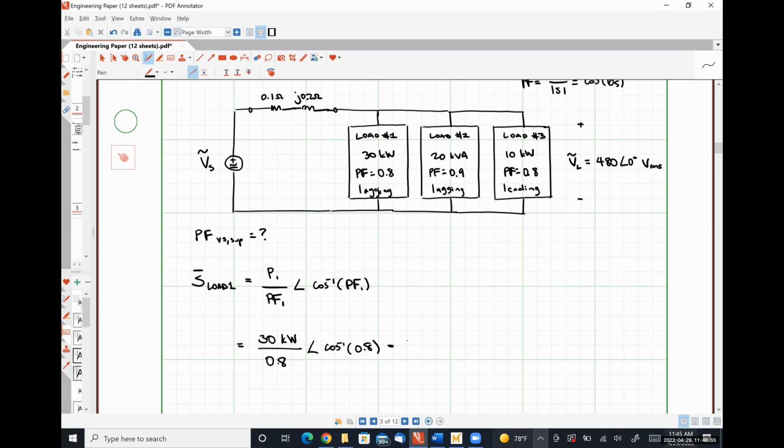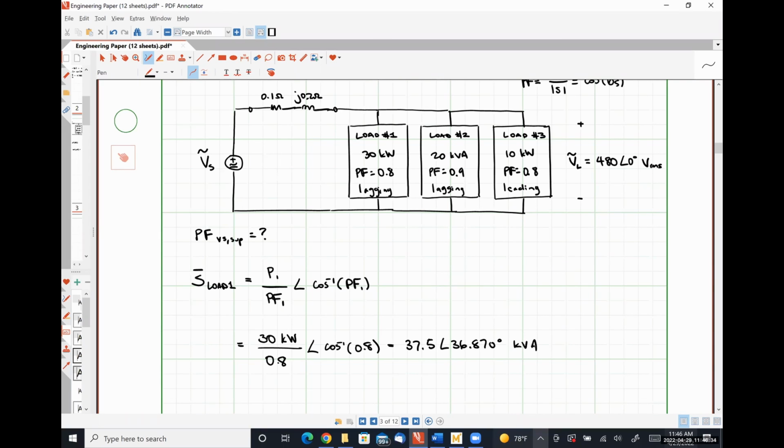I get 37.5 angle 36.870 degrees kilovolt amperes. I'm just going to leave this in polar form representation because we don't really need to do anything with it, right? We're just trying to find the complex power, so it really doesn't matter which representation we have. Okay. So that's the complex power absorbed by load 1.